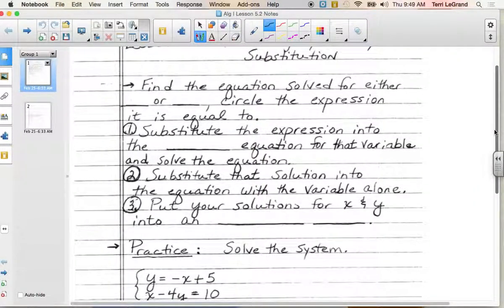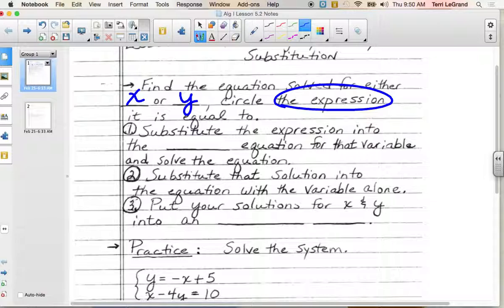So find the equation. Today, what we're going to do is look for the equation that is solved for either x or y. So we're going to look at the two equations. We're going to say, are either of them solved for either x or for y? It does not matter which variable they are solved for. And then we're just going to circle the expression that that is equal to.